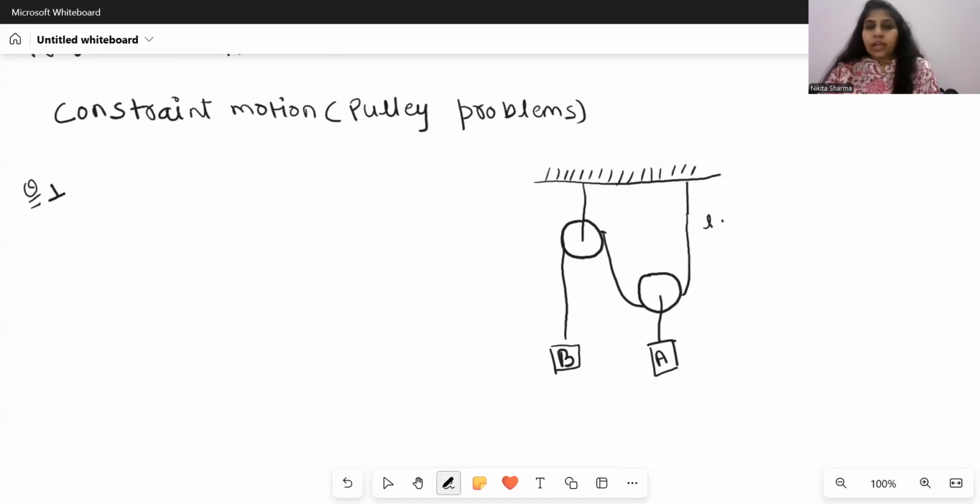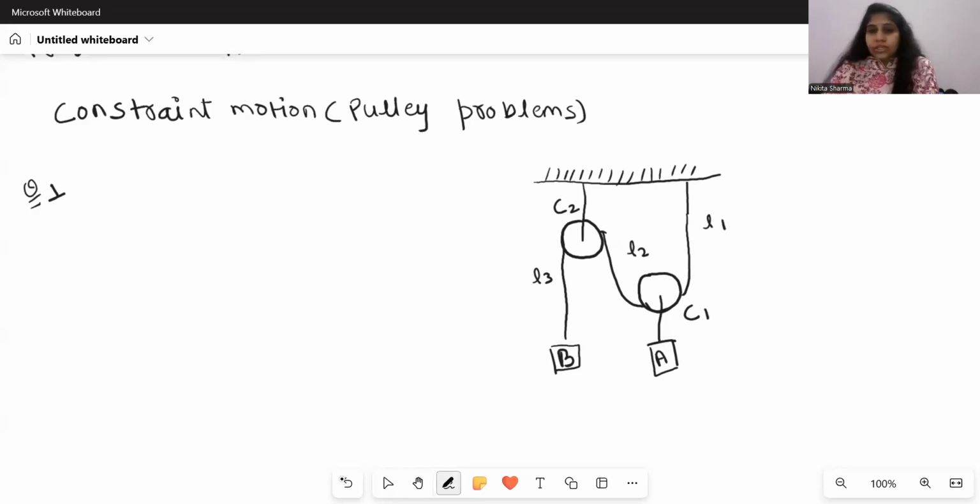The lengths of the string are given as L1, L2, L3 in this curved path. Can you see? The part of the string which is on the pulley is the curved part of the string, and we call it C1 and C2. So L1, L2, L3 are the lengths of the string, and the parts of the string which are attached on the pulleys are C1 and C2. So C1, C2 are the curved parts of that string. Okay, this is the question given to us.